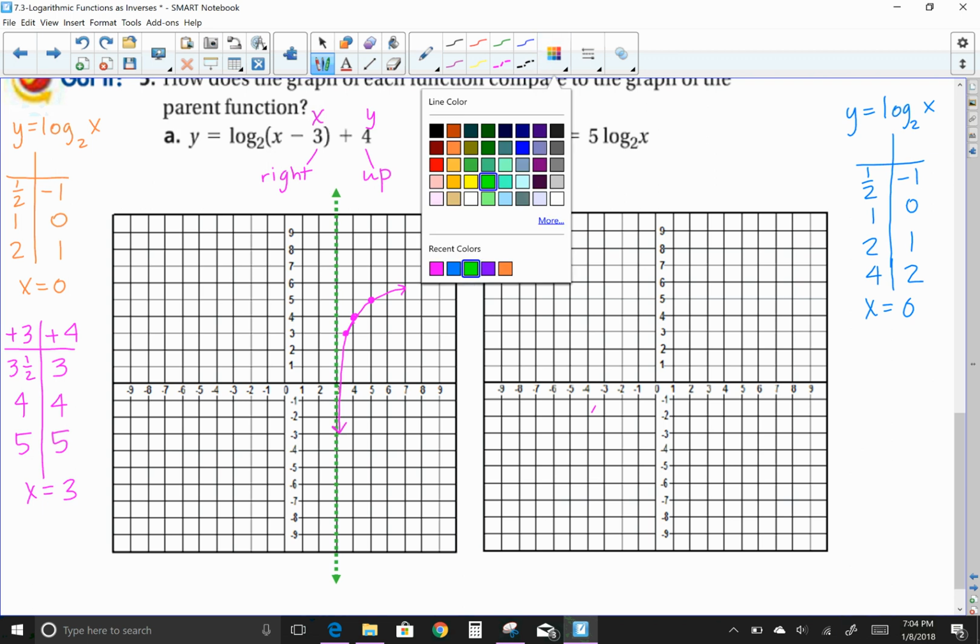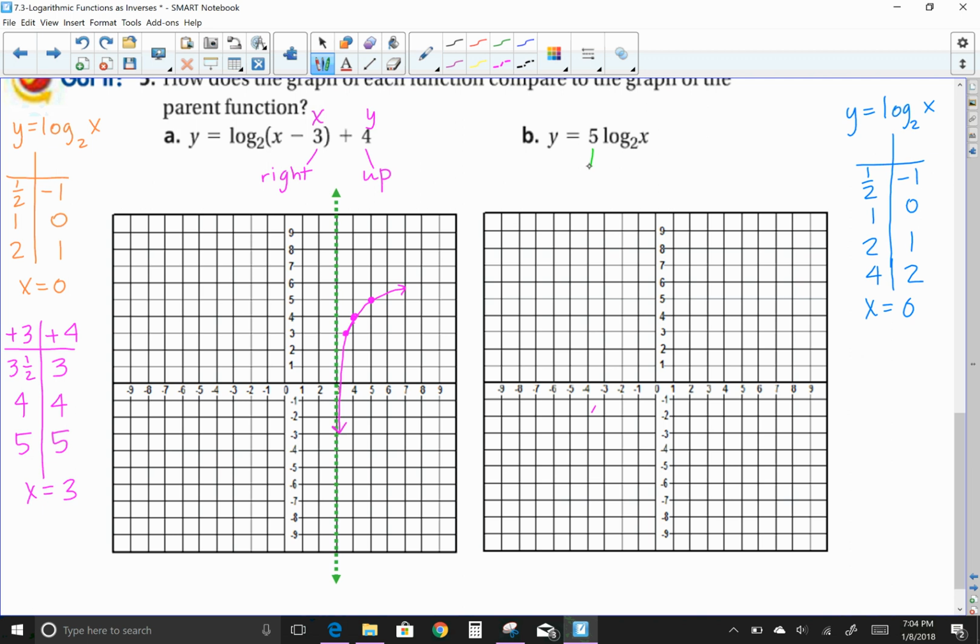Okay, so what's happening here? I have a 5 on the outside that affects the y. And how would we write that? If I had to describe it, I would say vertical stretch factor, or it's vertically stretched by a factor of 5. So that means that each of my y values is going to be multiplied by 5. So these are going to stay the same. 1/2, 1, 2, and I'm going to go ahead and plot that 4. And now multiplying each of these by 5. So I have -5. I have 0 times 5 is 5. 1 times 5 is 5. And 2 times 5 is 10. So those are my values.